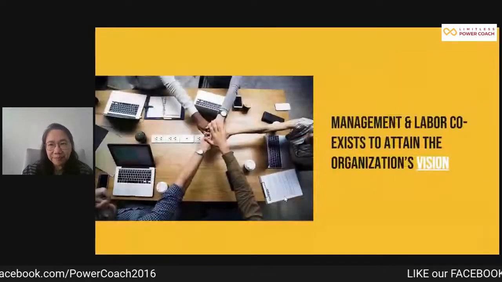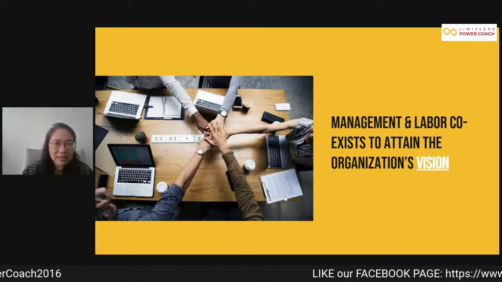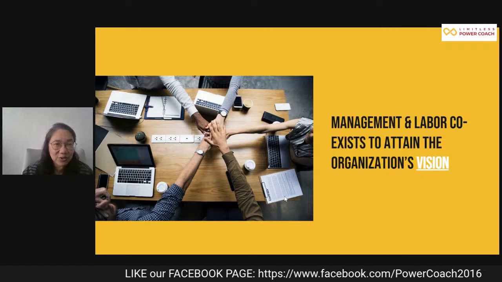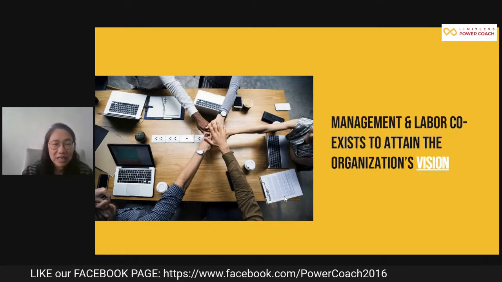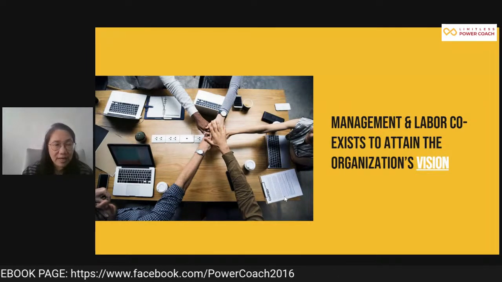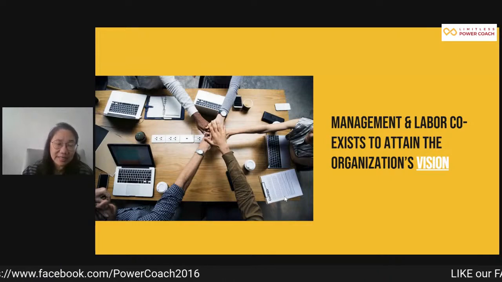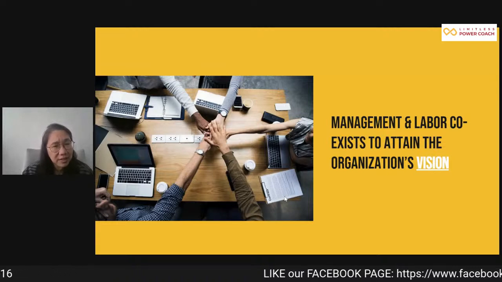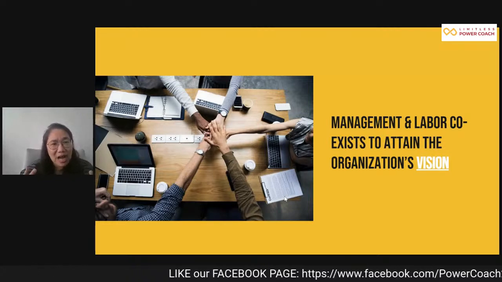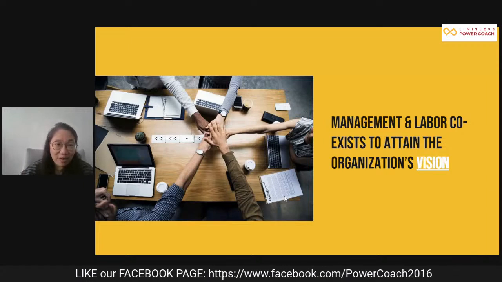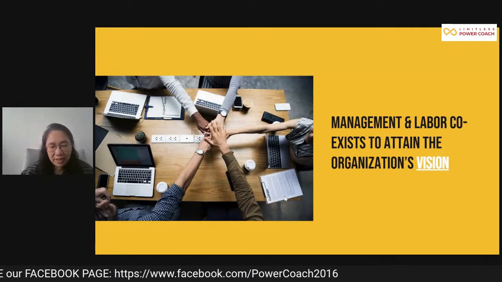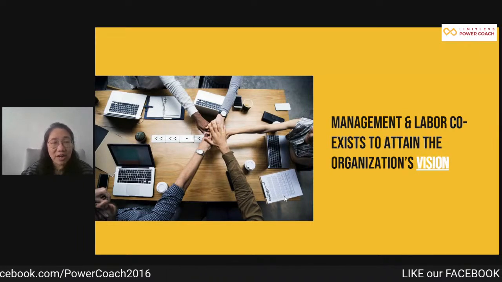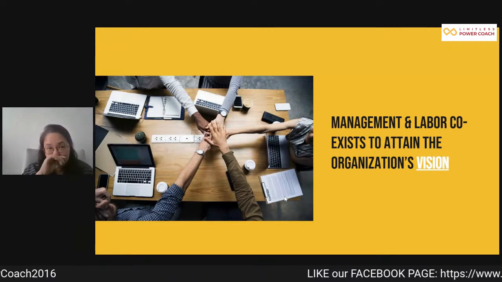Okay, so in the end, what I would like to share is that the leaders and the employees coexist to attain the organization's vision. If you are in an organized setup, in a unionized environment, treat the union that they are employees, hindi kayo magkaaway. Kayo ay pare-parehong employees ng company, and hindi na uso ngayon yung taguan. Kailangan we are transparent because we are partners to achieve the organization's vision.